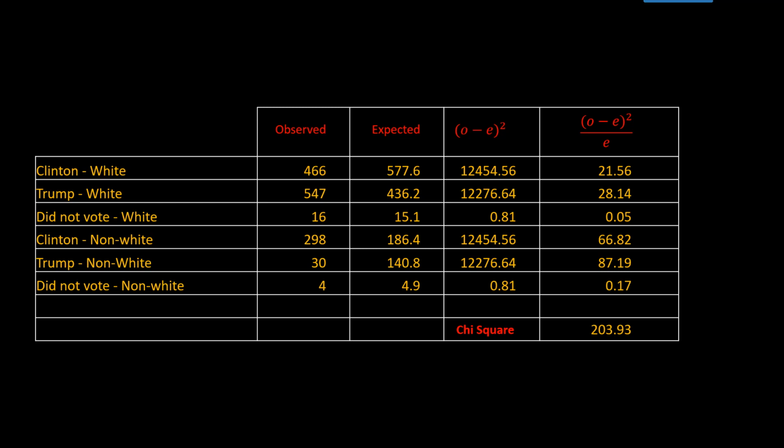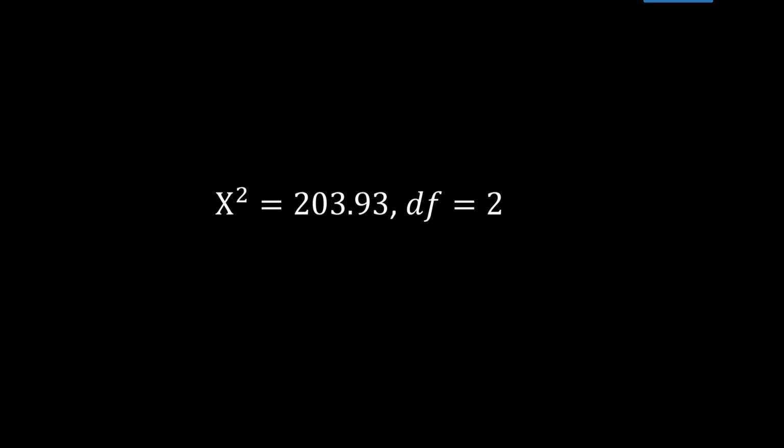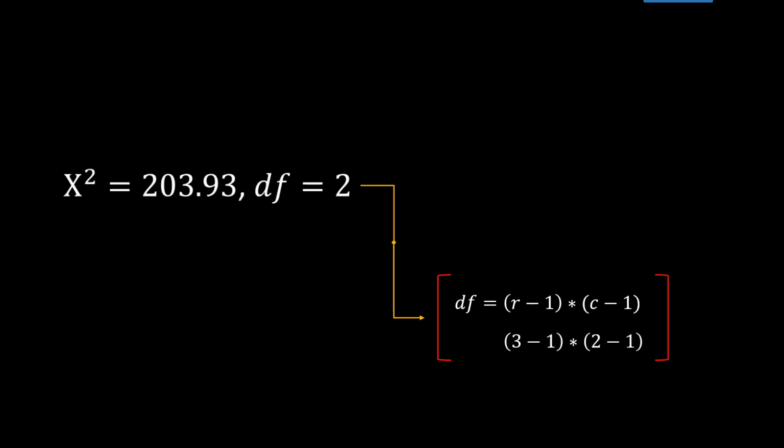The next question is to see whether the chi-square value is statistically significant. For that, though, we first need to calculate the degrees of freedom that we're going to use to look up chi-square in our chi-square table. The degrees of freedom for this problem is 2. So where does this 2 come from? Well, degrees of freedom for chi-square is computed by multiplying the number of rows, minus 1, by the number of columns, minus 1.